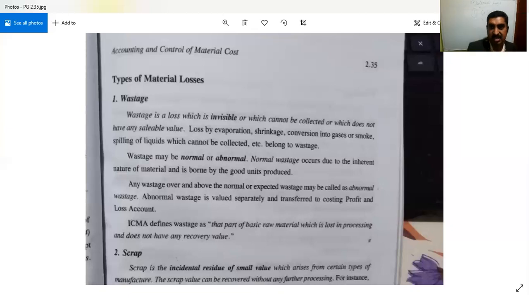So wastage has no recovery value. It is invisible in nature. So we can't collect or we can't touch it also. Okay, we can't collect it or it does not have any saleable value also. Okay, so that is the case with regard to wastage.